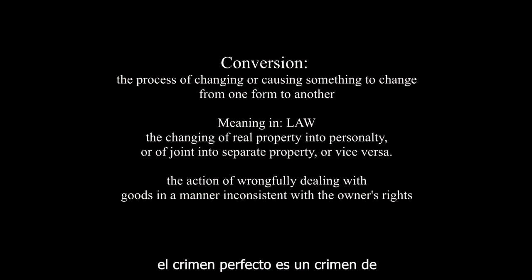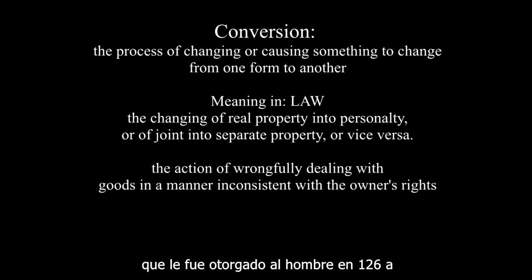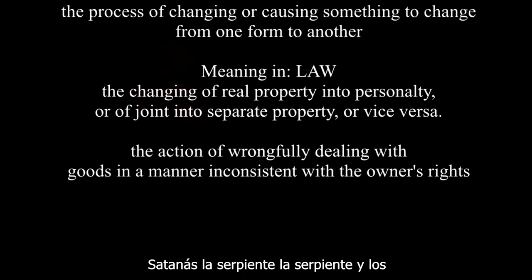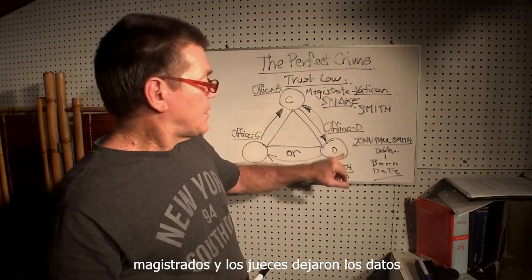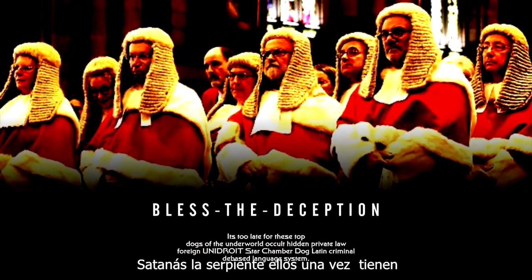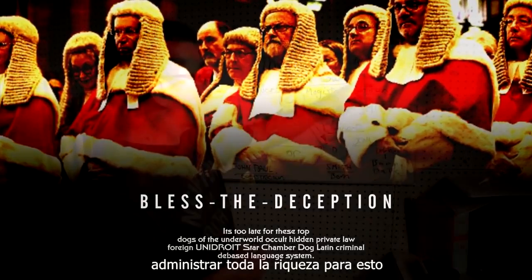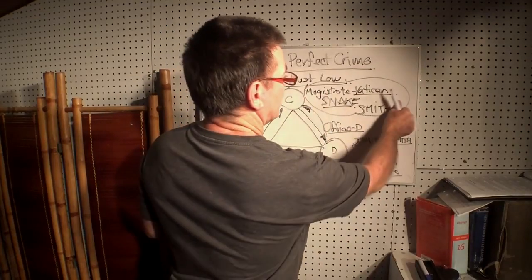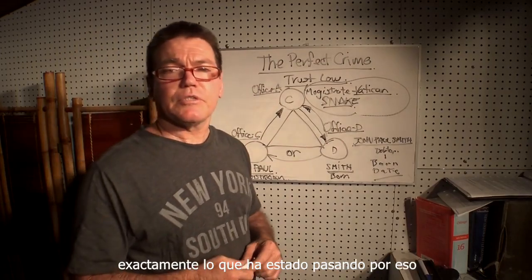It's a crime of conversion, by converting the dominion that was granted to man in 126 over to Satan, the snake, the serpent, and the magistrates and the judges left the debtor and creditor and signed an oath with Satan, the snake. And once they're up there, they make sure that they administer all the wealth for this. And that's what's happening. That's exactly what's been happening.